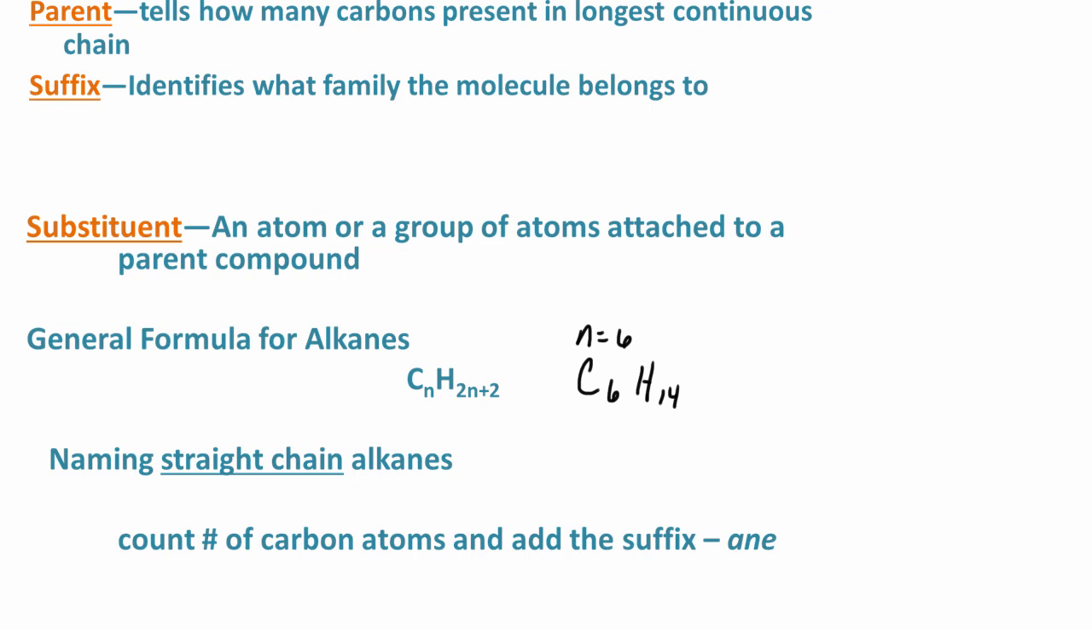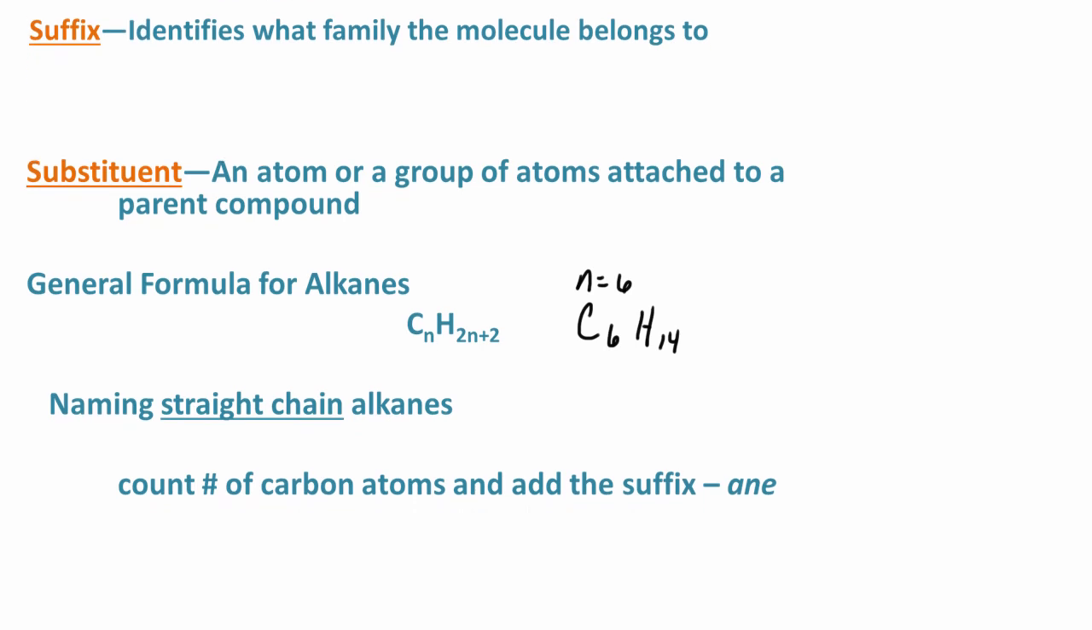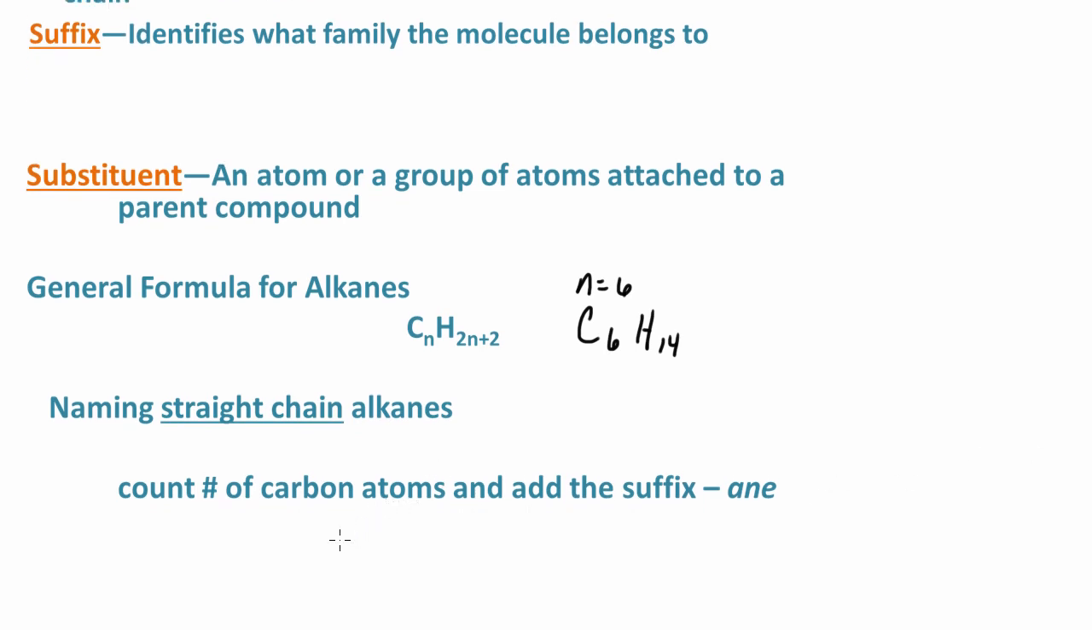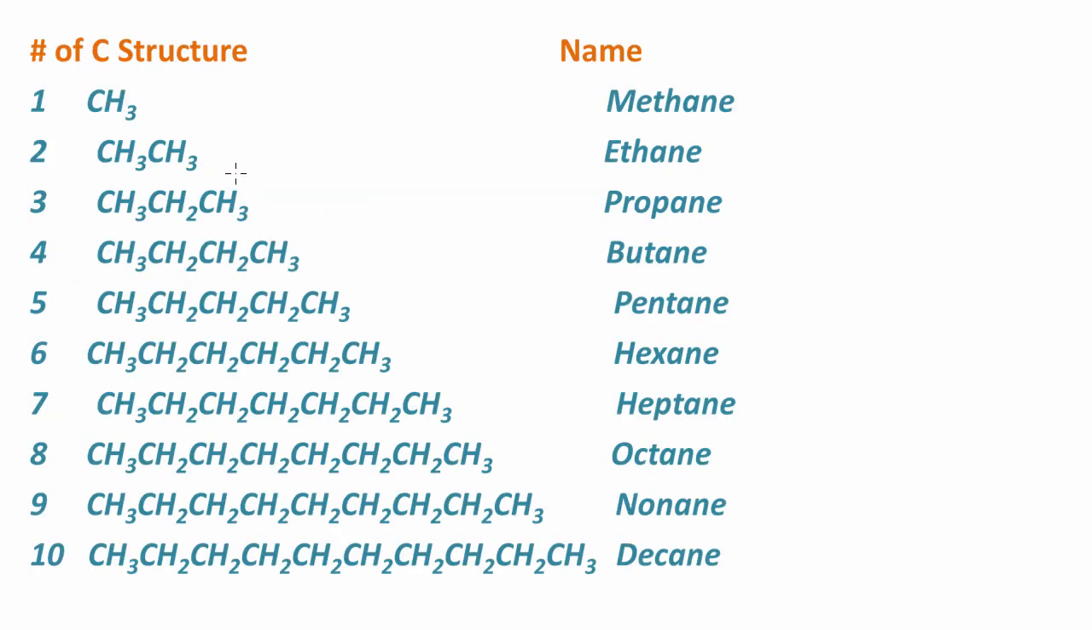So what we're going to do here is, first we're going to name the straight chain alkanes, and that's pretty easy. All we do is count the number of carbon atoms and add the suffix ane. What you are responsible for is learning the name and structures of the first 10 alkanes. Okay, so we'll go through these.